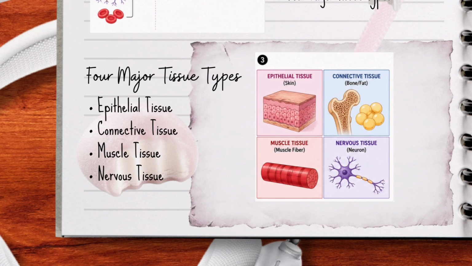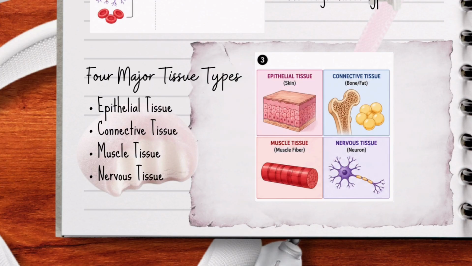The third is muscle tissue, which contracts to produce movement. Every voluntary action, such as walking, and every involuntary action, such as your heartbeat, depends on muscle tissue. Finally, we have nervous tissue, the body's communication network. It receives information, processes it, and sends signals that coordinate body activities.